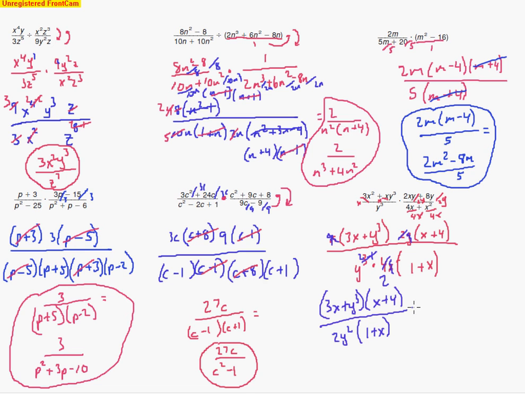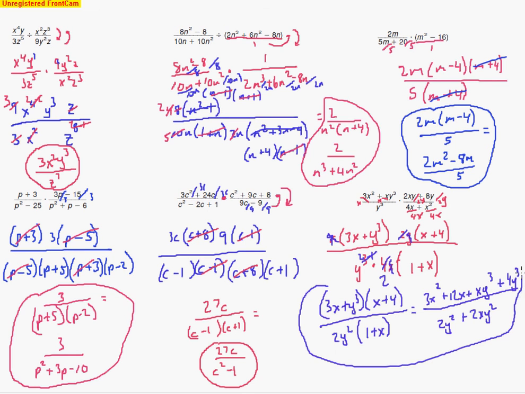Now you could end up multiplying it out, and if we do, this is what we'd get. 3x squared, this would be a 12x, and here we'd have a plus xy to the third plus 4y to the third. So that's just using FOIL. And then down below, 2y squared times 1 is 2y squared, and I have a plus 2xy squared. So either answer is fine. Leave it in the factor form or multiply it back out. I would take either one on a test.